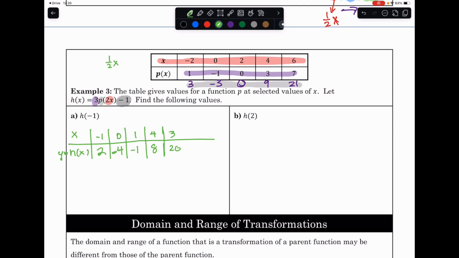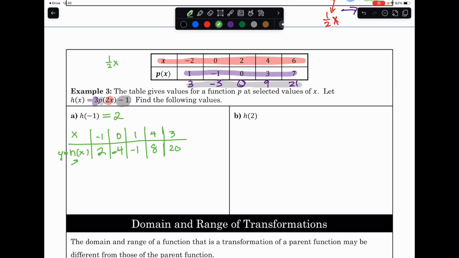Okay, so now that we have this new table, it represents the x values to this function h and the y values to, again, this function h. So if I want to know what is the y value when x is -1, I look at the new table, find where x is -1, and the corresponding value there is 2. So there's your answer.